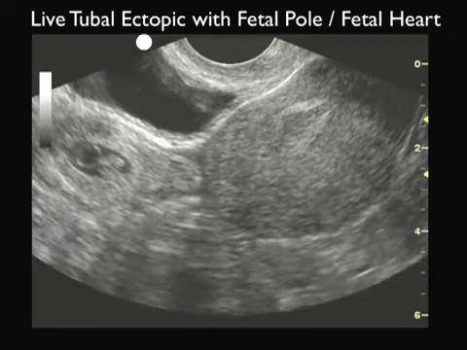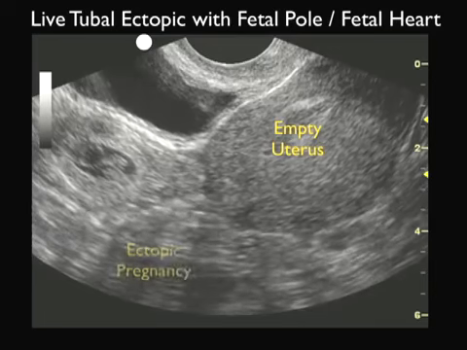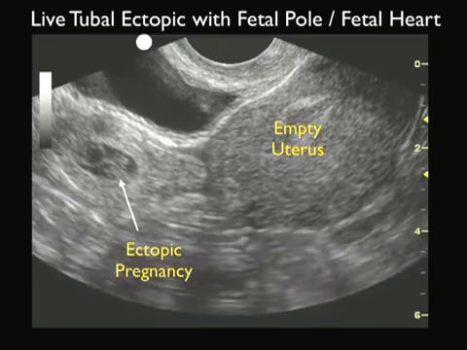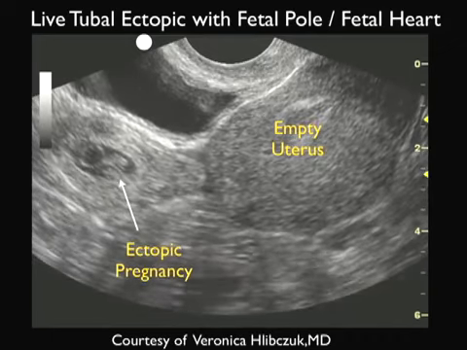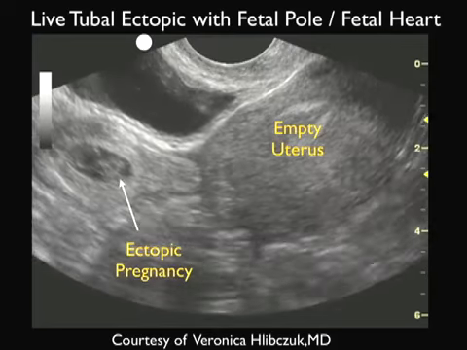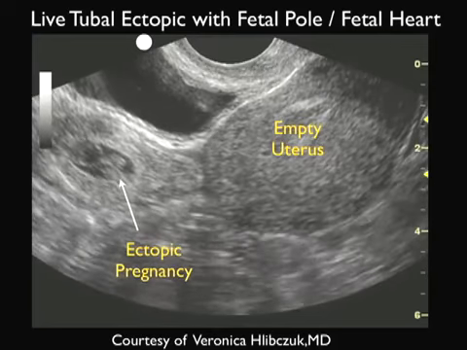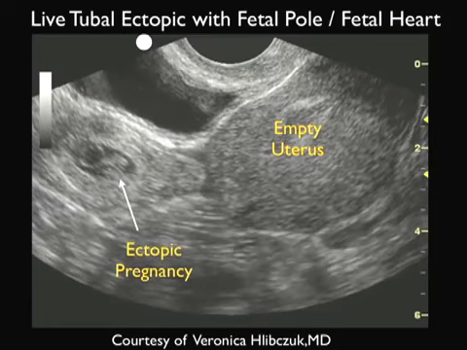Here's a great video clip submitted by my colleague Dr. Veronica Libchuk showing a live ectopic pregnancy adjacent to an empty uterus. We see the uterus towards the right, and we see the definitive ectopic pregnancy towards the left. We see the thickened fallopian tube, and inside the tube we can make out a yolk sac and a fetal pole with a heartbeat.